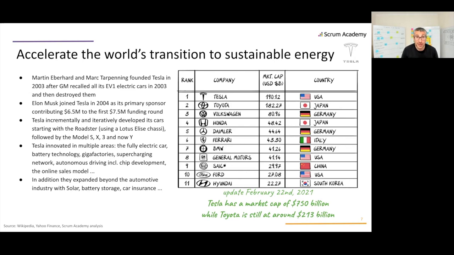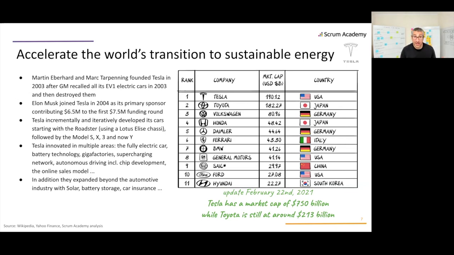They thought about the business model in terms of how do we sell the products. So they started selling the cars online. To this date, nobody else does it, or at least they don't do it the way Tesla does it. Then they thought about the charging network. And a lot of those pieces are things that are not necessarily part of what traditional automotive companies do. But Tesla, as a newcomer in that business, went way beyond the traditional industry boundaries.